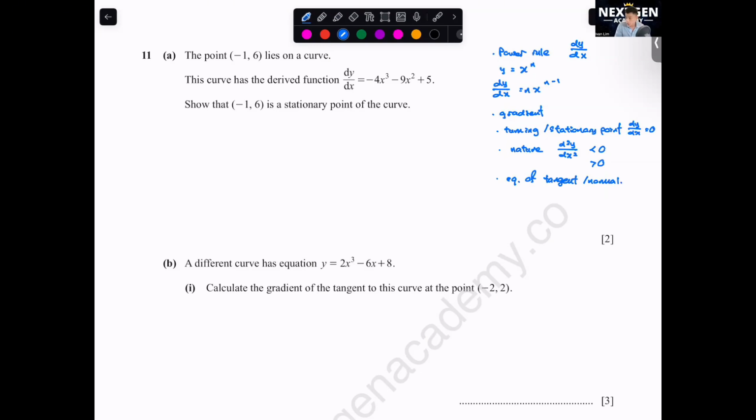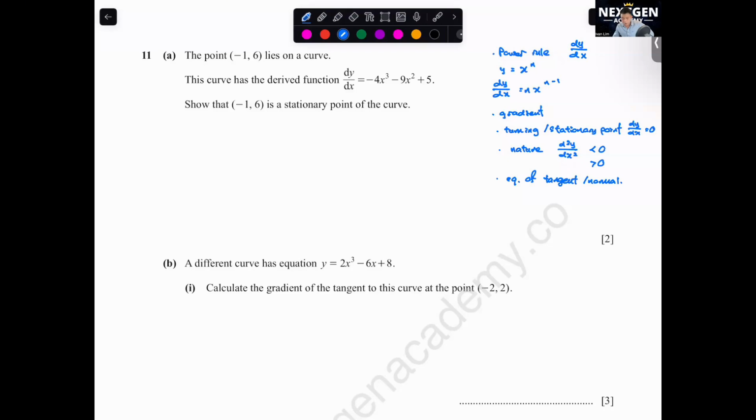Okay, let's go to the question here. The point (-1, 6) lies on a curve. This curve has the derived function of this dy over dx. Show that (-1, 6) is a stationary point of the curve. Okay, how do we prove this? How do we know whether it's a stationary point? This is just a 2-mark question.